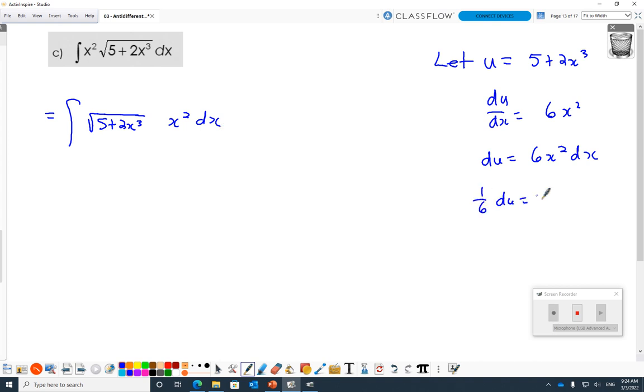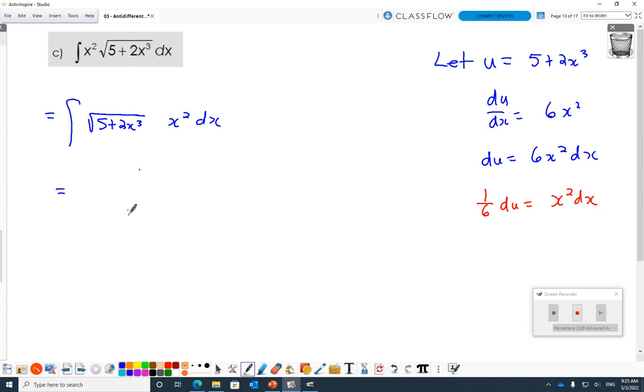And I was doing that in red before, wasn't I? Let me do that in red so you can really see what I'm up to. This is 1/6 du equals x squared dx. I love that move. It just makes my substitution so much easier when I know what x squared dx is.